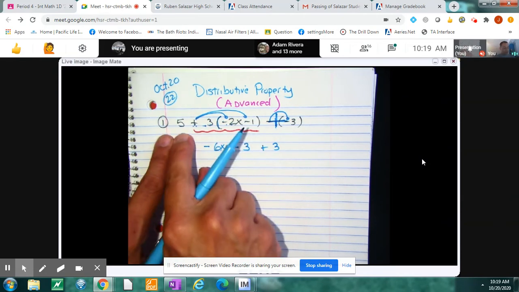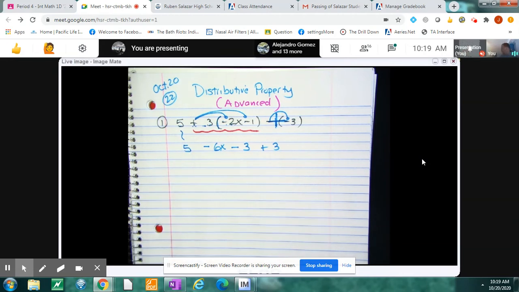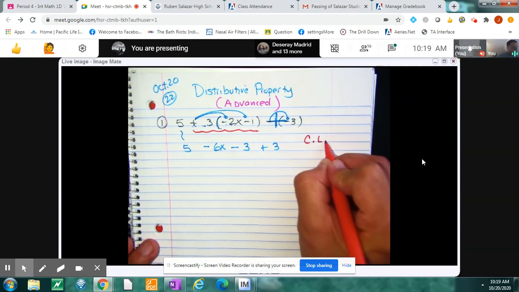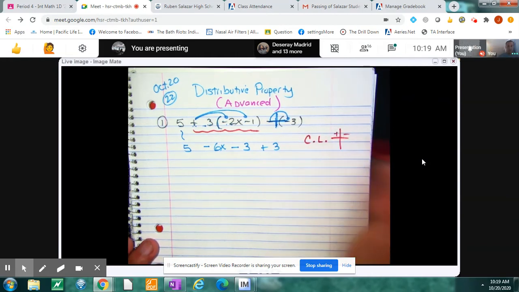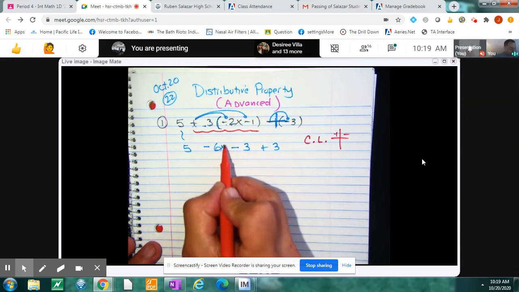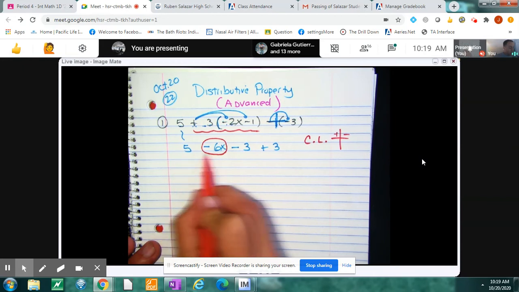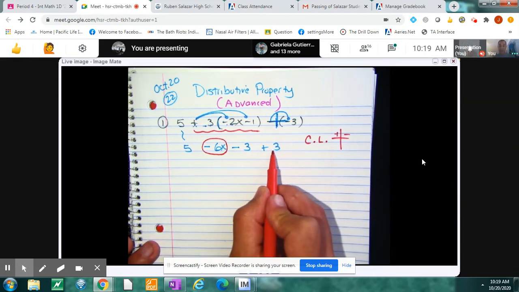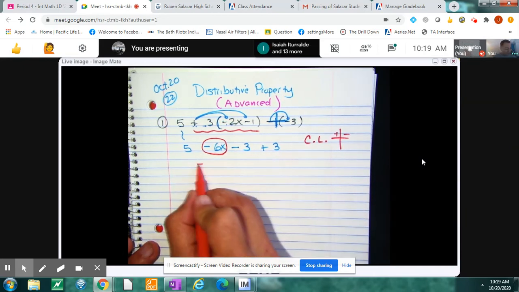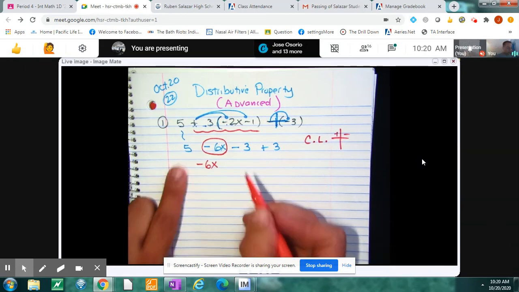So now what happens to the 5? Bring it down. Now that we're done with the multiplication, we do what's called combine like terms, CLT. So what do we combine? Let's do the x first. Negative 6x. Well, there's no other term with an x, right? So then I just leave it alone. Negative 6x.